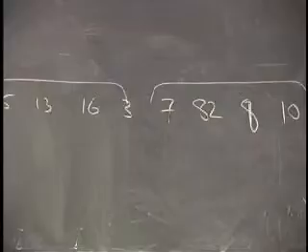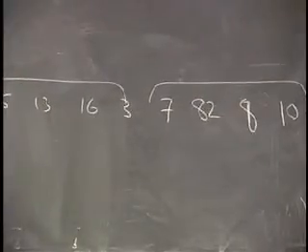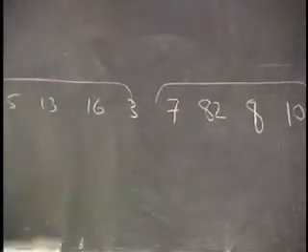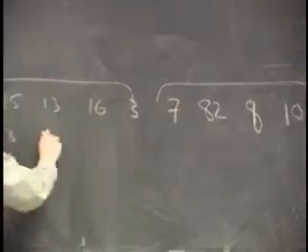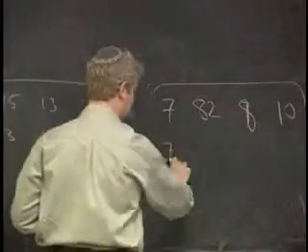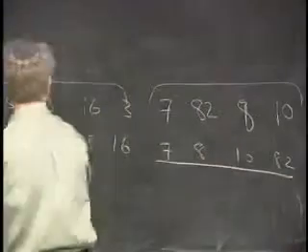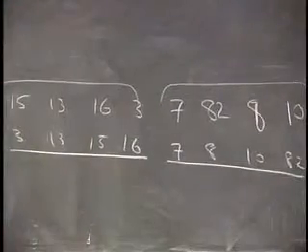And thank God you spent a whole month doing Scheme, so I don't have to go too much into it, but I will still go into it. We recursively sort these 2. We get it for free. So this turns into 13, 15, 16. I'm so slow. 7, 8, 10, 82. Good. This is sorted, and this is sorted. That was done for free.